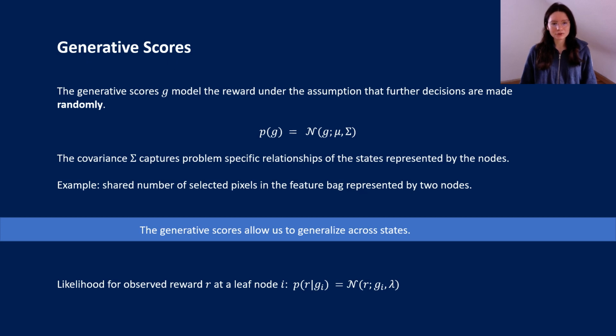Whenever we observe a new reward, we can update our Gaussian model for the generative scores by doing a Gaussian regression. Then, as long as a node has a non-zero covariance with a leaf node, an observation there will influence the node score even if the rollout began at a node from a completely different part of the search DAG.